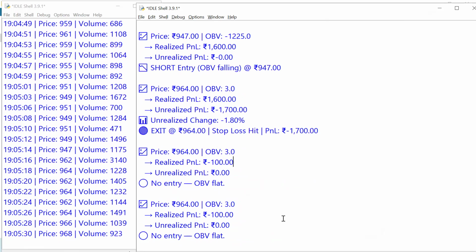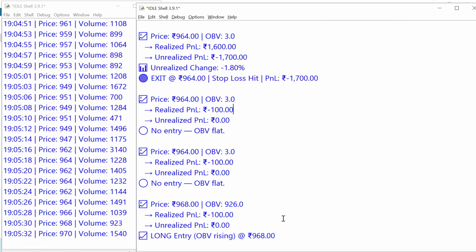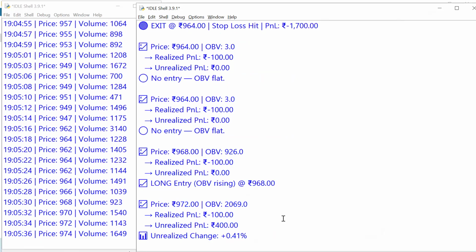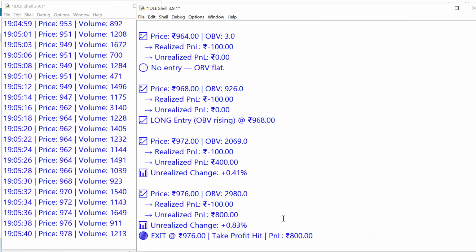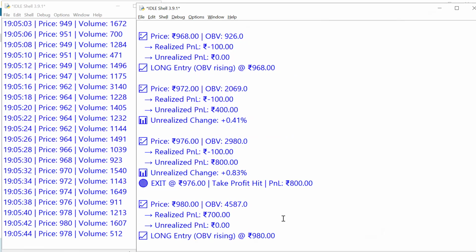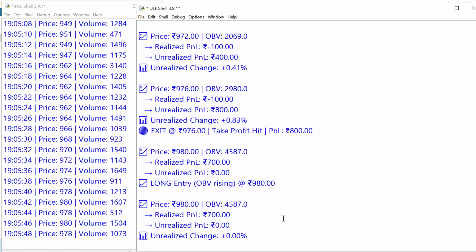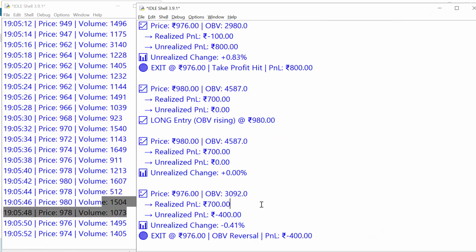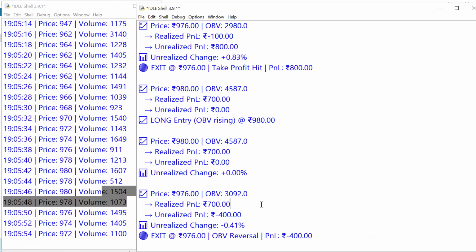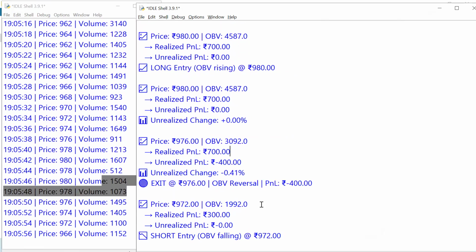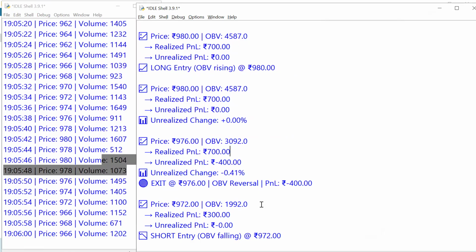So the algo is very smart. It does not care about the emotions, fear and greed. It just takes the profit. It just books the loss. That's a smart act by the algo. You can see we booked one more profit. Now, why is this loss happening? Because this is slightly faster, this is slightly slower. I intentionally created the delay so that we can see what is happening with the OBV.